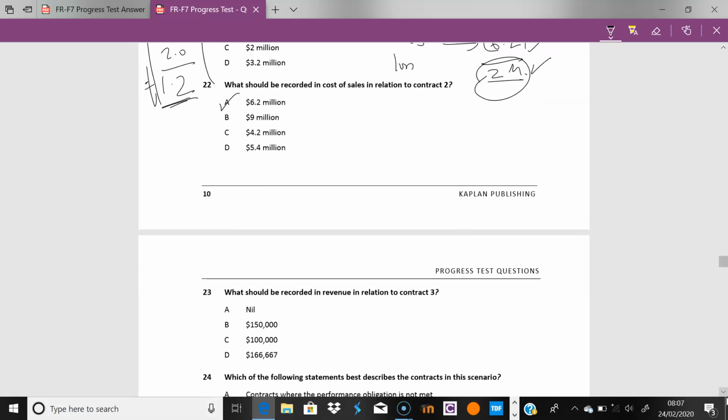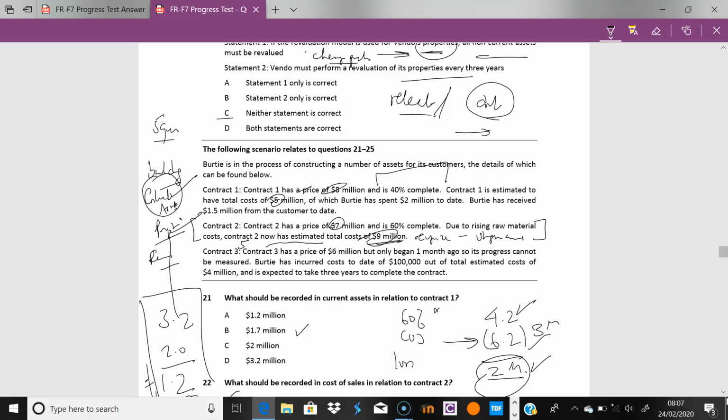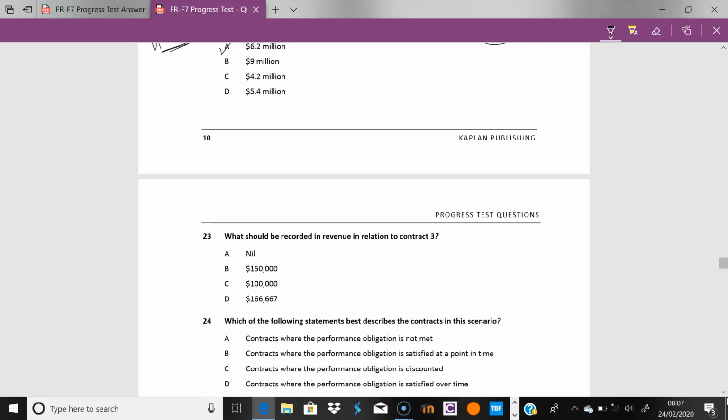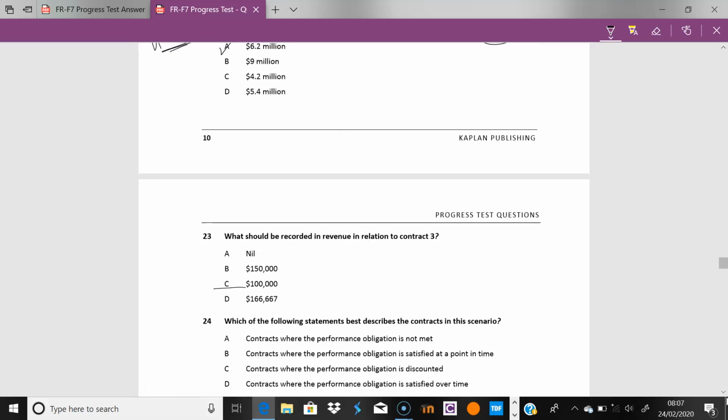So here, what should be recorded in revenue in contract 3? This says we can't measure progress. As soon as you see you can't measure progress, you can only ever record revenue to match the costs incurred to date. That's it. You can't do any percentages. So your answer becomes C.